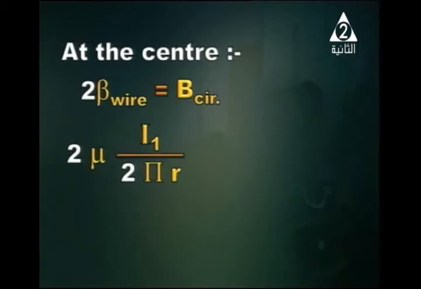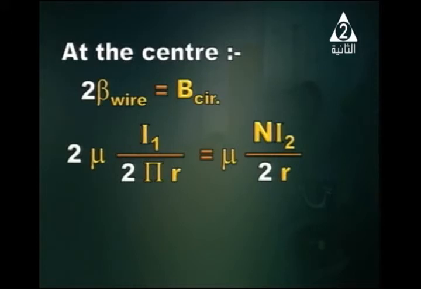Okay, your attention please. As a matter of fact, it should be I1 over 2 pi D, but the point at the center of the loop is located at a distance equal to the radius. So we can replace D with R. Okay, thank you very much.